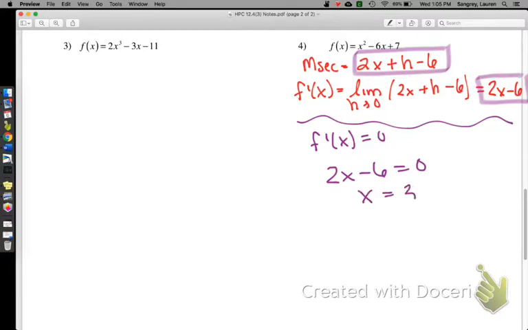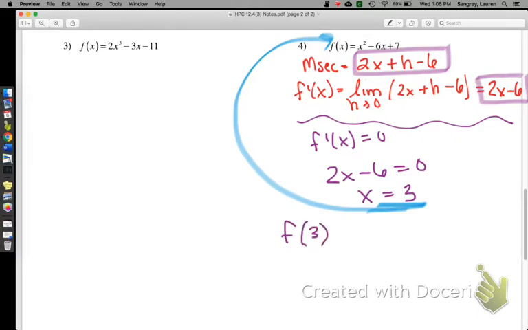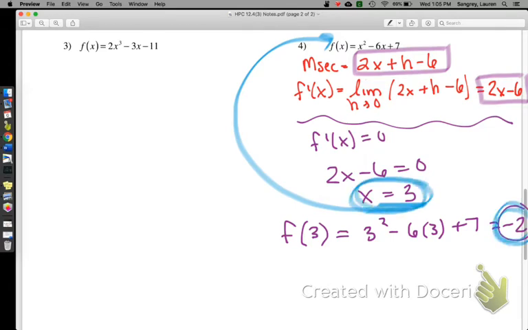So x is going to be 3. And then we take that x value that we just got and substitute it into the original function. So I'm evaluating the original function at x is 3. So I have 3 squared minus 6 times 3 plus 7, which is negative 2. So now here's your x value and here's the y value that you just got after evaluating. So your turning point is 3, negative 2.